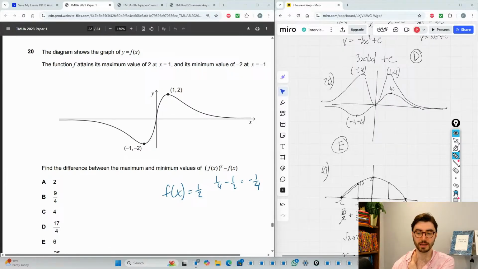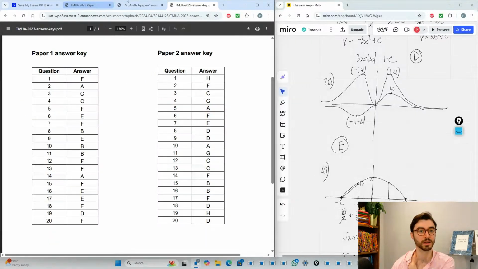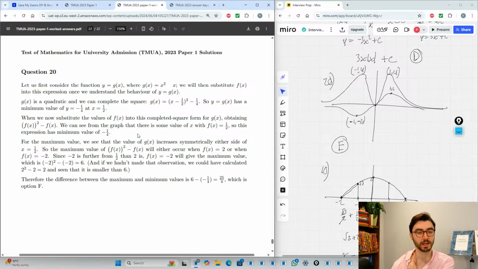So that's what they did. I would never have thought of that in the real thing, though, as you could see. But they did it in general. It would be minus a quarter when x is equal to a half. So now what they're doing is they're substituting in f of x into there. So when f of x equals a half, you get a value of a quarter. So that gives you your minimum value.